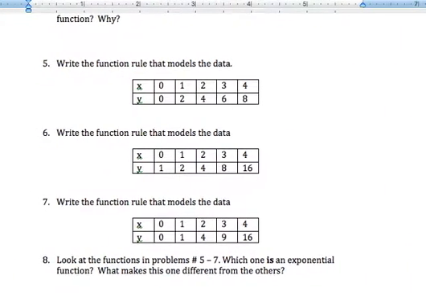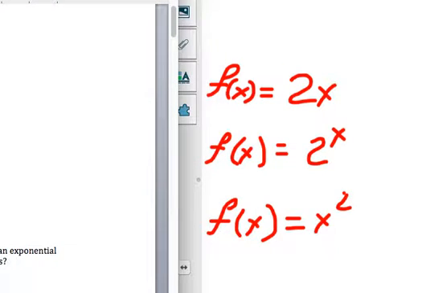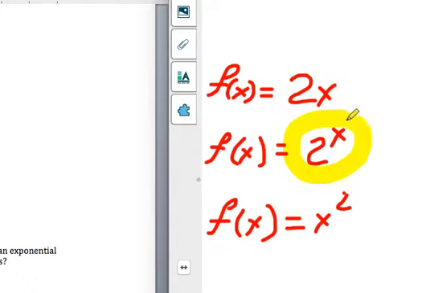Now the question also says, look at the functions in problems 5 through 7. Which one is an exponential function? And that, of course, is going to be number 6. What makes it different from the others? Well, look at these. What makes it different from the others is in this case right here, the exponent is the variable, and that's what makes it exponential.